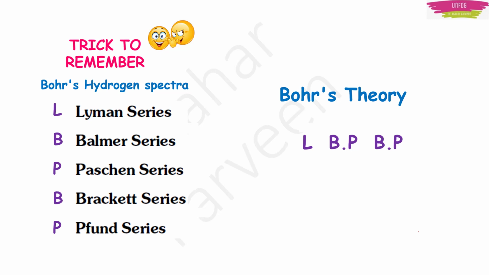You will not get confused here. Only Balmer is first and Brackett is later, you have to remember. Low BP, BP, okay? Low BP, BP. L for Lyman series, B for Balmer series, P for Paschen series, B for Brackett series and P for Pfund series. So you should remember this L, BP, BP and this will be 1, 2, 3, 4, 5. Okay. So don't forget this order. Okay. Now this was all about the Bohr's atomic model.